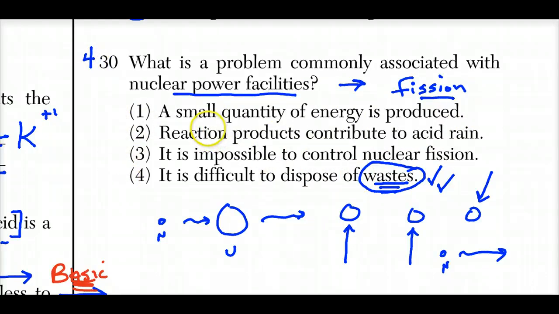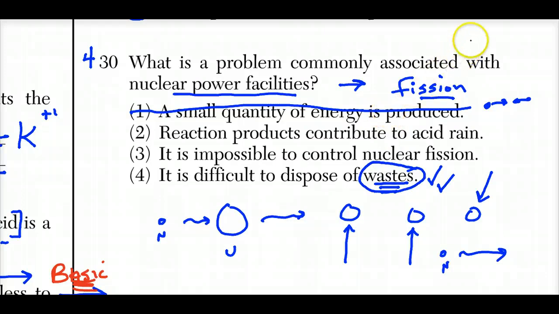The other choices are not correct. The first says a small quantity of energy is produced. No, fission, or any nuclear reaction, produces a tremendous amount of energy for the fuel it uses. Of course, fusion, the fusing of atoms together, produces more energy than fission, but collectively, all nuclear reactions produce a lot of energy, more so than reactions with electrons. So 1 is crossed off. 2, reaction products contribute to acid rain. No, one of the positives of fission is that we don't have any real byproducts of what we would have if we were burning fossil fuels.